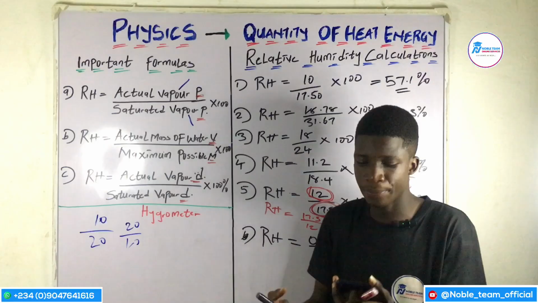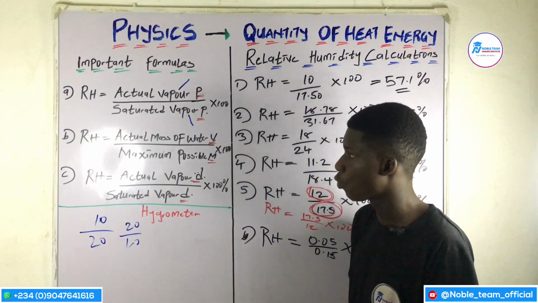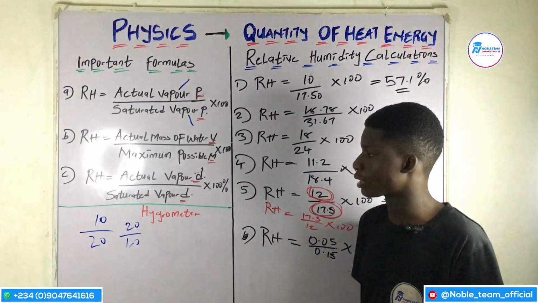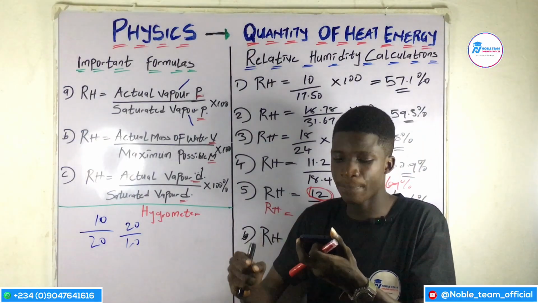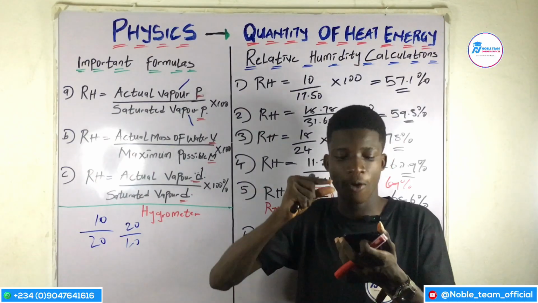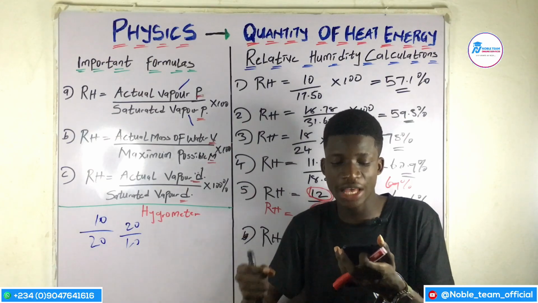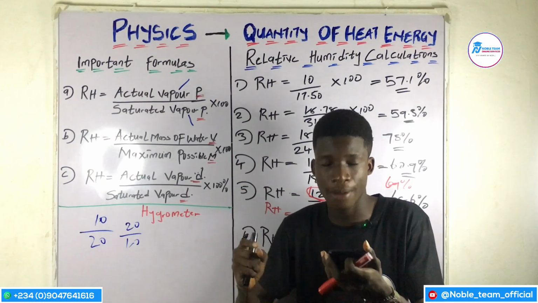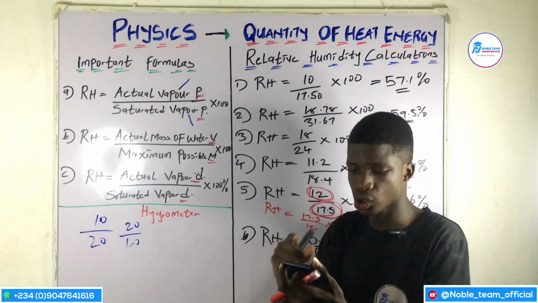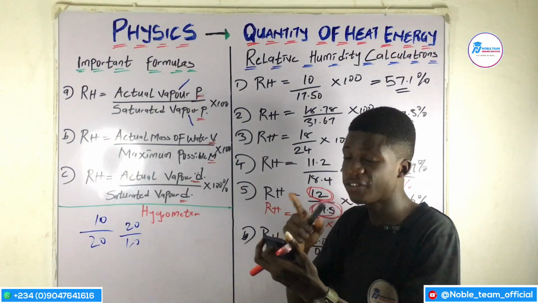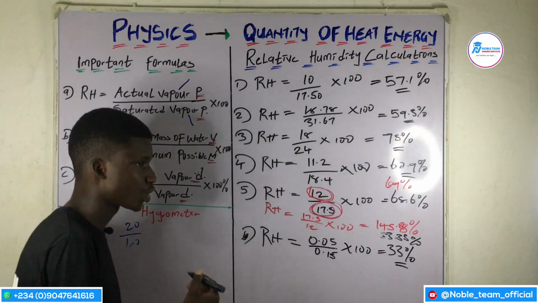Now, how can you get your SVP, the SVP of the water? Remember, they say that the temperature is 40 degrees Celsius. From that 40 degrees Celsius, trace it on the table to find the SVP at 40 degrees. When you trace it, you see the question on your screen, and it's giving you 55.3.